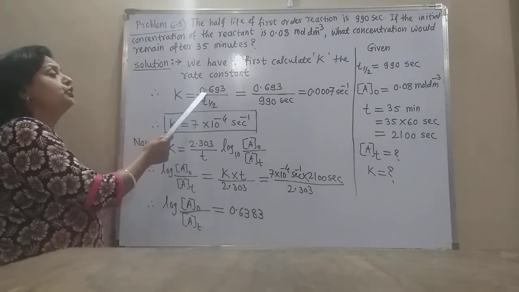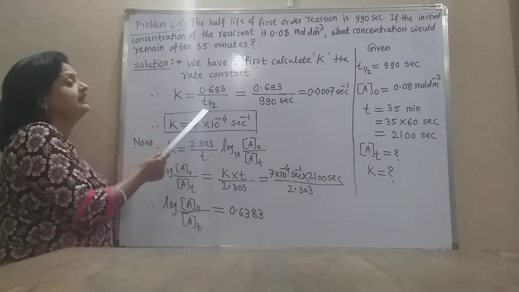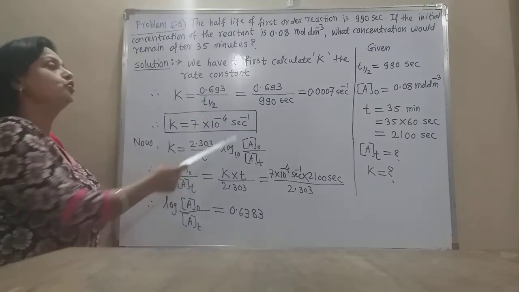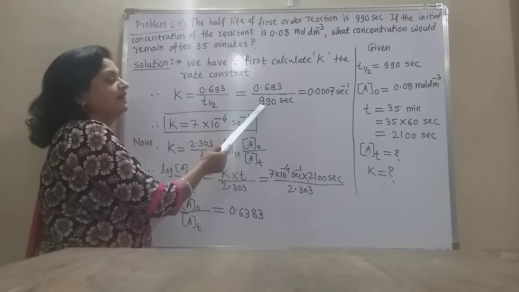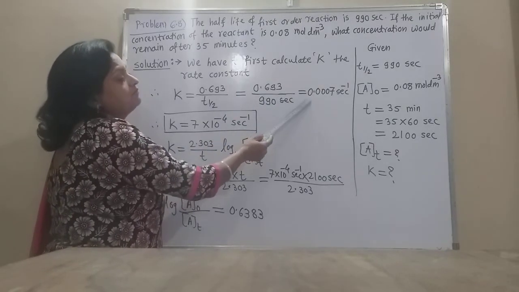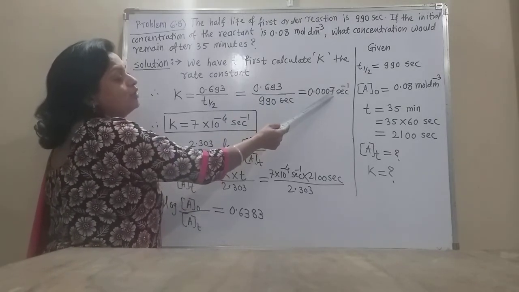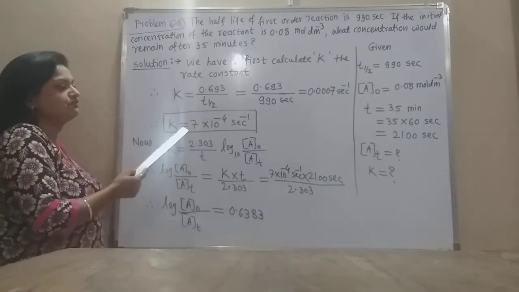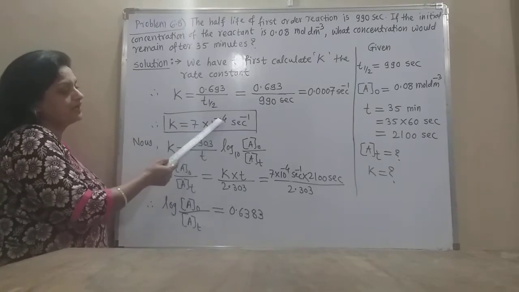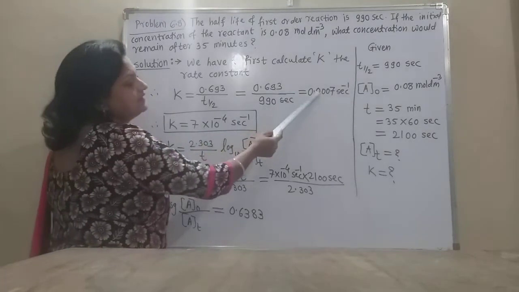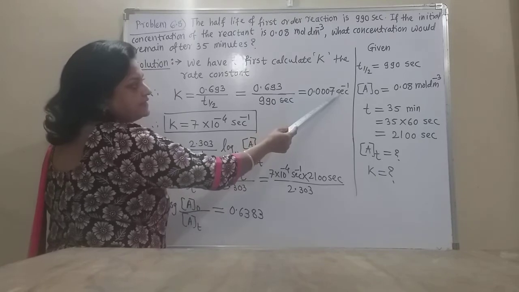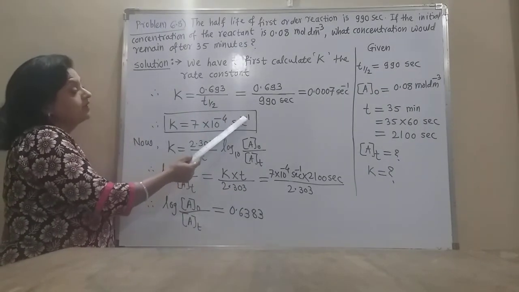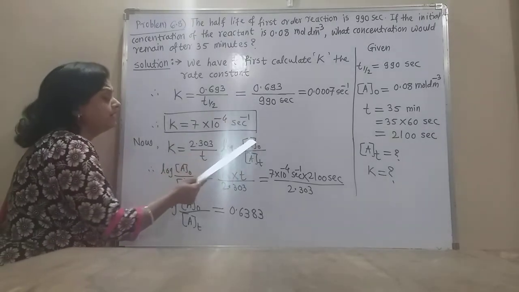K is equal to 0.693 divided by t half. Here t half is 990 seconds. So 0.693 divided by 990 seconds becomes 0.0007 per second. And this is K equal to 7 into 10 raised to minus 4 per second, because the decimal moves here. Now this is the value of K.